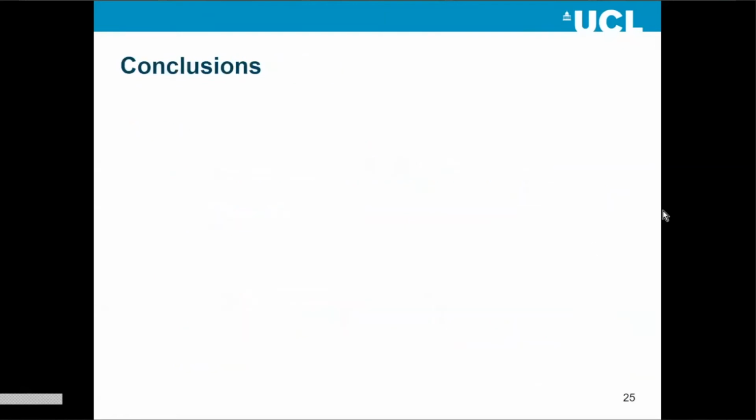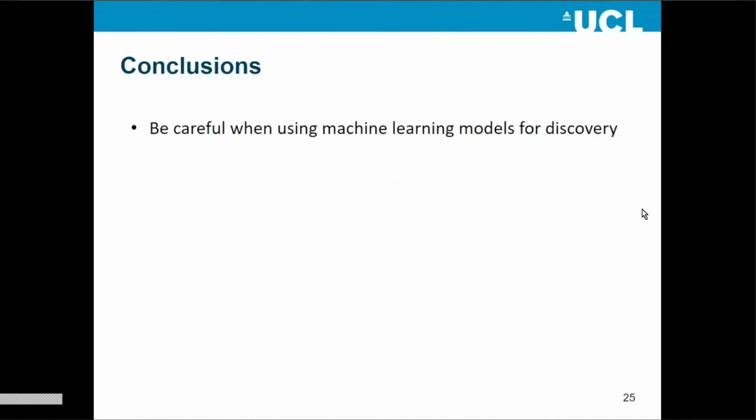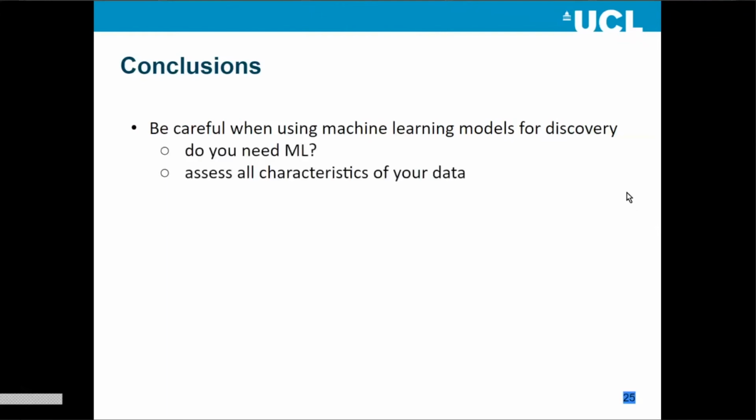So to wrap up on this, basically, be careful when using machine learning models for discovery. As we've seen, relying on weight patterns can be dangerous. So, do you really need machine learning? Is it really answering your question? Machine learning is aimed at making predictions. Do you care about those predictions? Well, if not, maybe you shouldn't look at machine learning models.